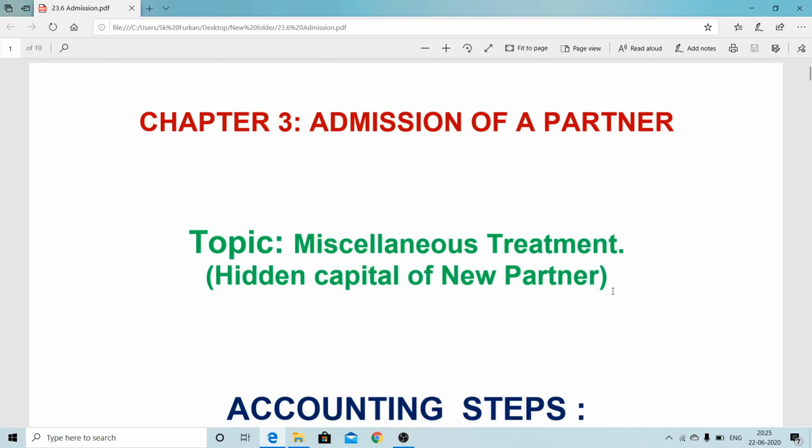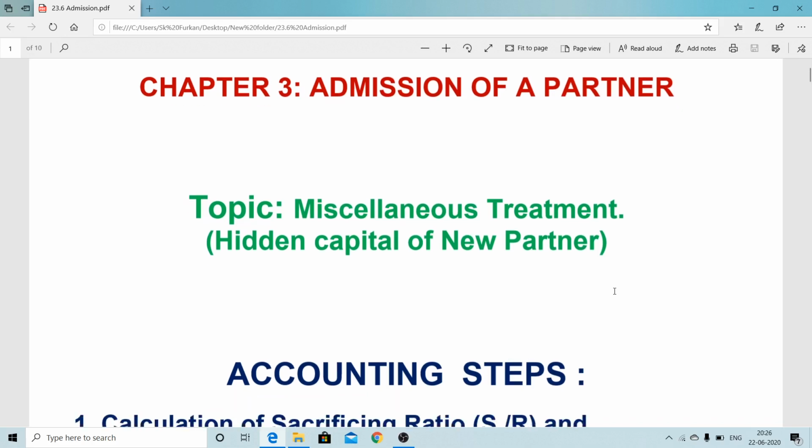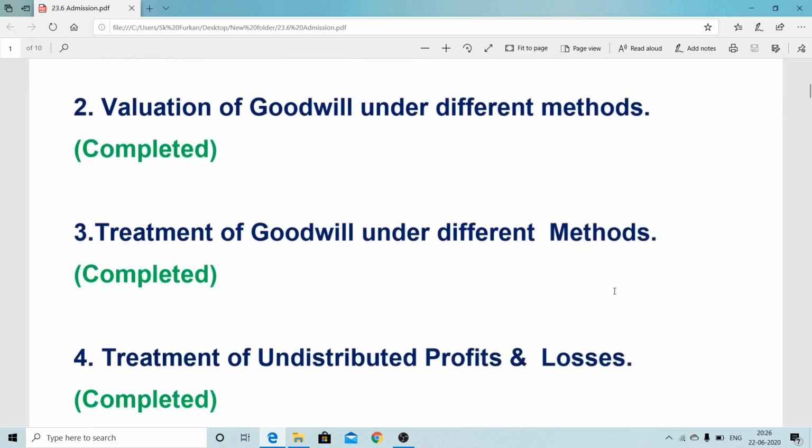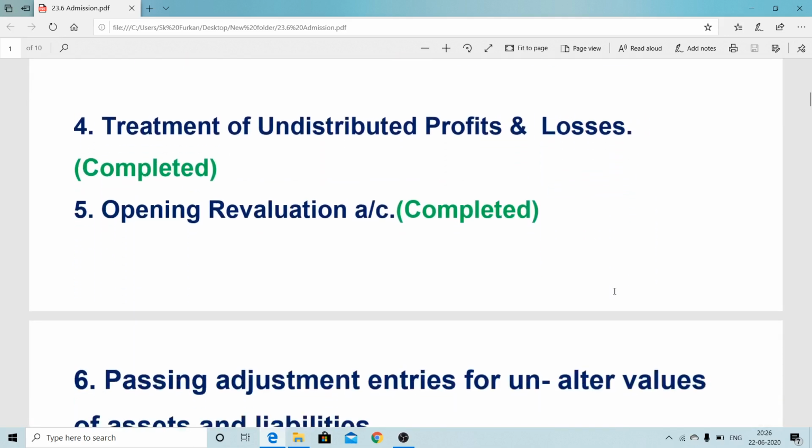Hidden capital of the new partner, that is, calculation of new partner's capital when in the question the new partner's capital is not directly provided. It is to some extent similar to calculation of hidden goodwill. Directly will come in our calculation.